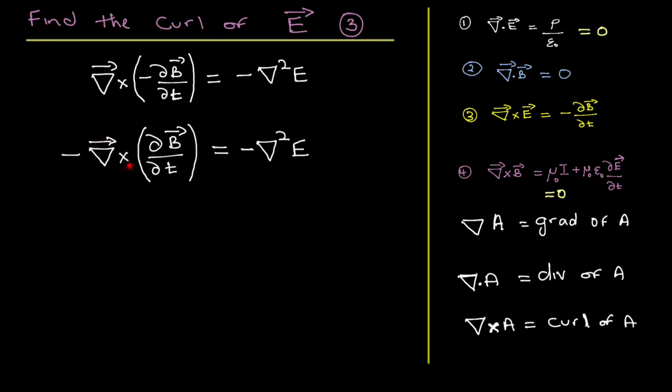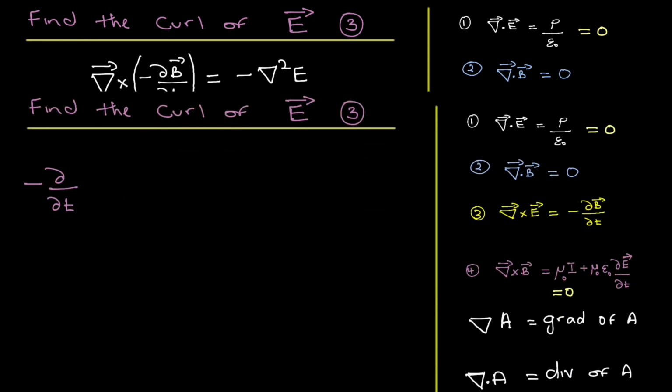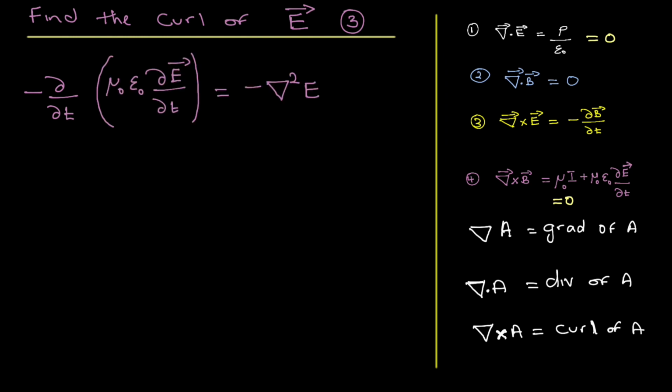Now I want to take the curl inside here and bring the partial derivative with respect to time out. What's left is the curl of magnetic field. We know what the curl of magnetic field is, so we replace that with that, and that equals minus the Laplacian of electric field. So this is where we got to. The current is 0, so that's 0 here. We've only got that left, so that goes in there.